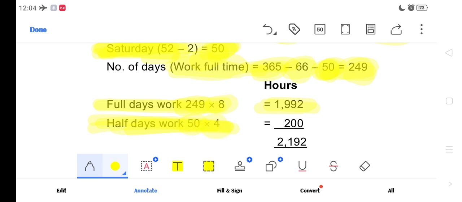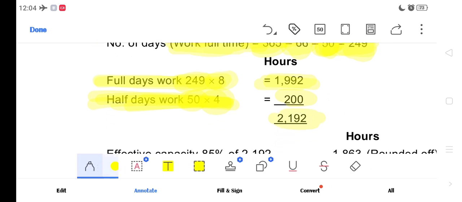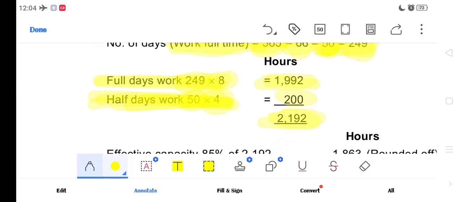Okay, so on Saturdays how many hours? It's only a half day. So for a full day 8 hours means for a half day it's 4 hours. So 50 into 4 is 200, and the total comes to 2192. These are the total hours. But are these effective? It's not effective.